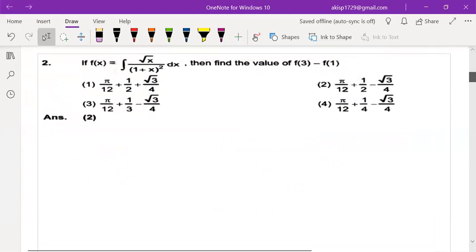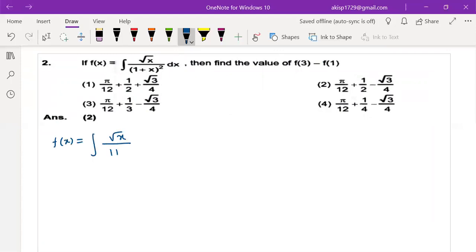The next question is asking us the value of this integral at 3 minus the value of the integral at 1. So let us simplify this integral itself. Here the function f(x) is given to us as the integral of root x by (1 plus x square) whole square dx.